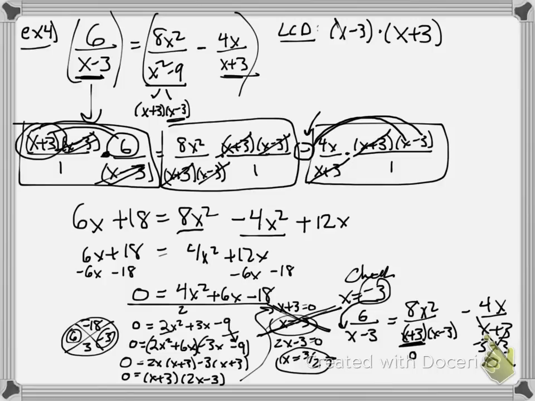However, this answer, 3 halves, is just 1.5. That's not going to be an issue. As long as it's not like 3 or negative 3, right? We're going to be in shape. So this is my answer.